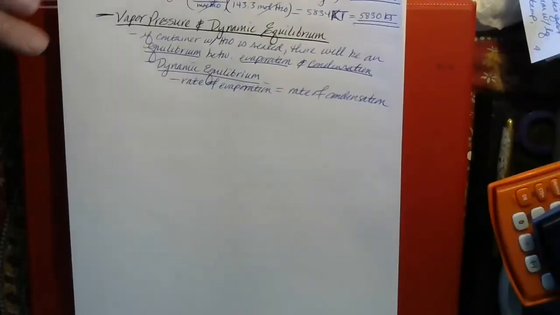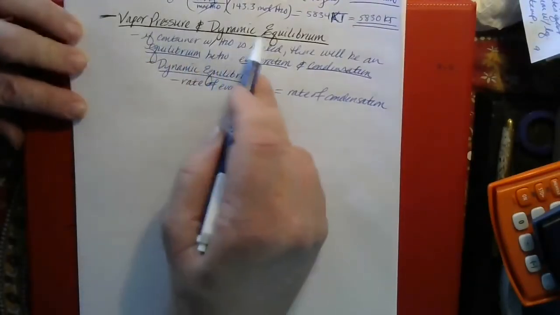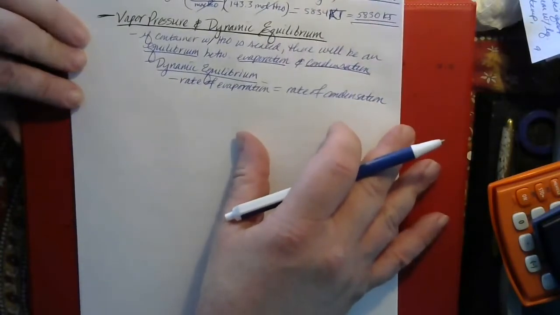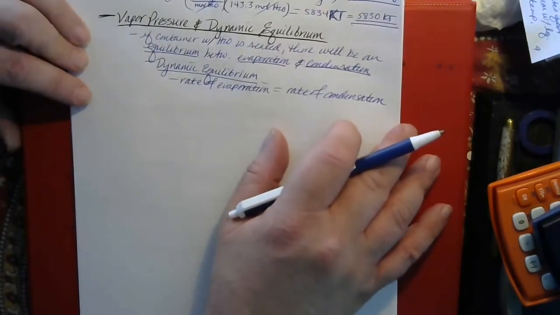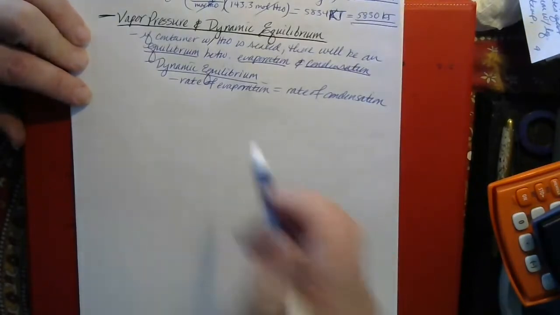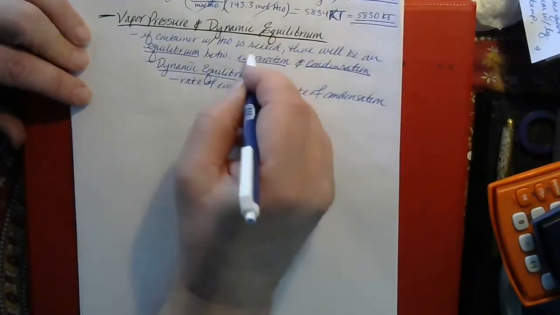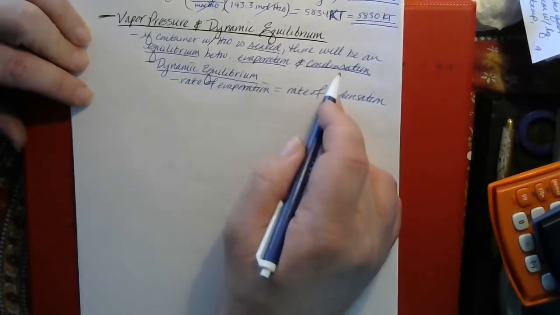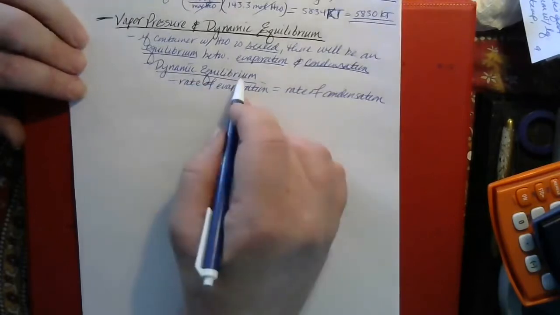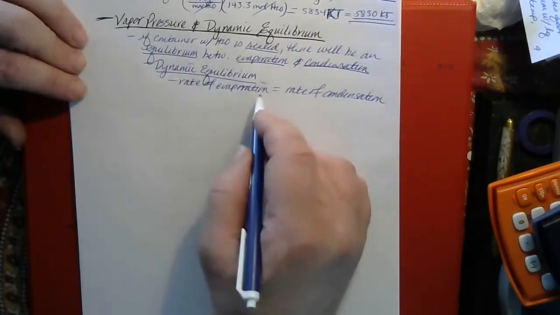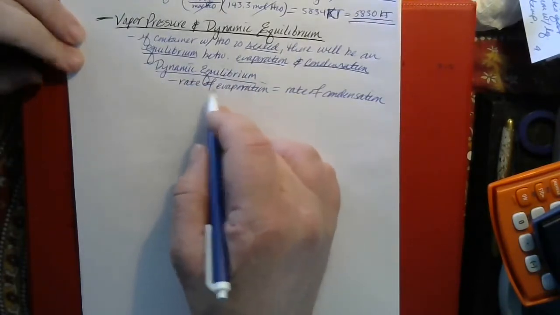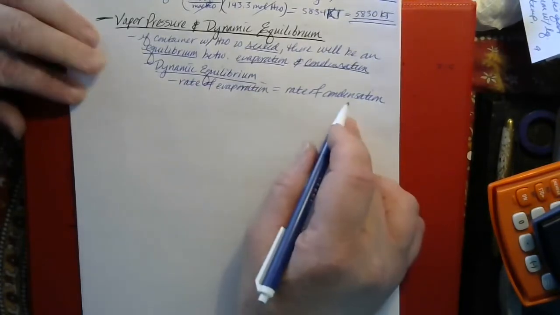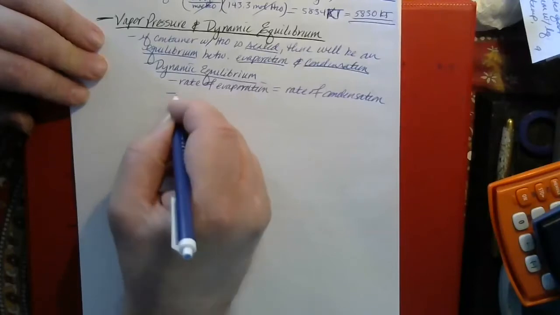All right, so moving on to the idea of vapor pressure and dynamic equilibrium. This is related to what I was saying before about if you have, say, a liquid like water in a closed container, then there will eventually be an equilibrium between evaporation and condensation. This is known as a dynamic equilibrium because it's an equilibrium because the rate of evaporation will be the same as the rate of condensation.